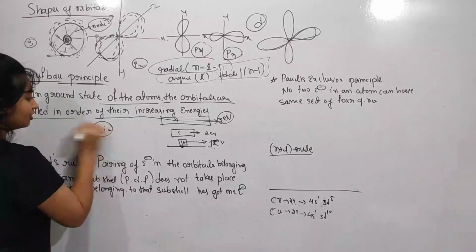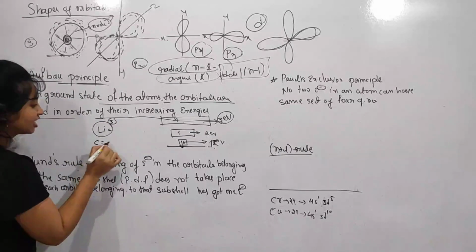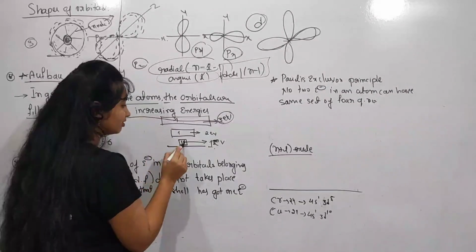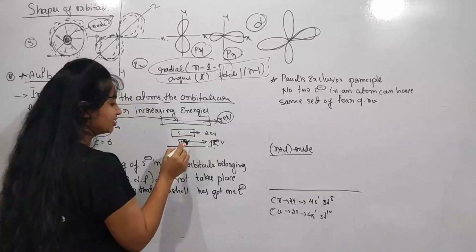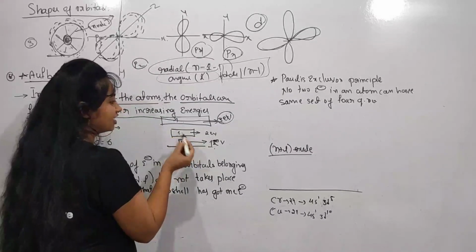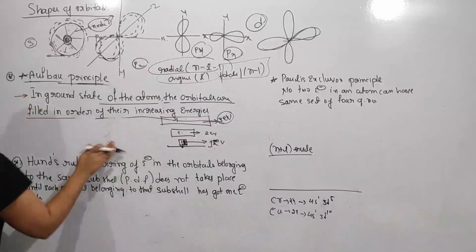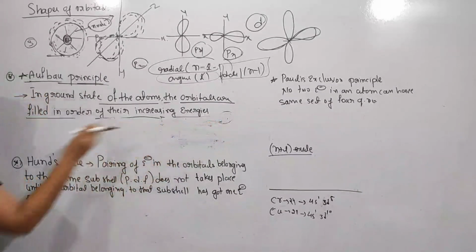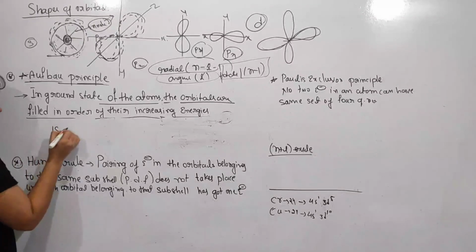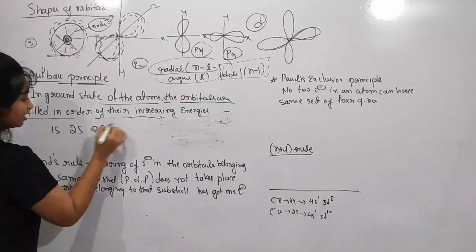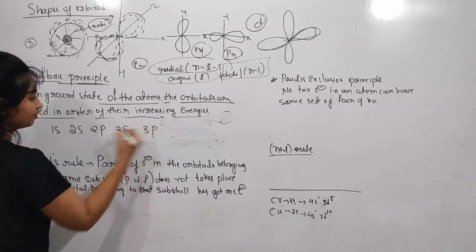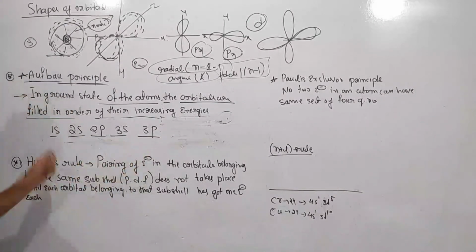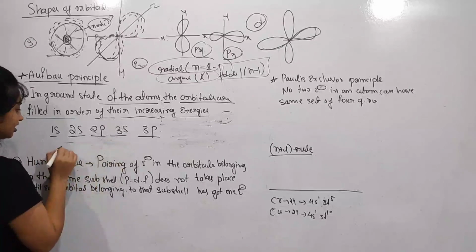Consider lithium, which has 3 electrons, and carbon, which has 6 electrons. The first electron is filled here, the next electron here, and the next electron here. I wish to name their energy levels: 1s, 2s, 2p, 3s, 3p. These are the energy levels, in increasing order of their energy.